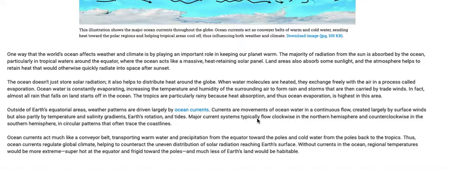Major current systems typically flow clockwise in the northern hemisphere and counterclockwise in the southern hemisphere in circular patterns that often trace the coastlines. Ocean currents act much like a conveyor belt, transporting warm water and precipitation from the equator toward the poles and cold water from the poles back to the tropics.